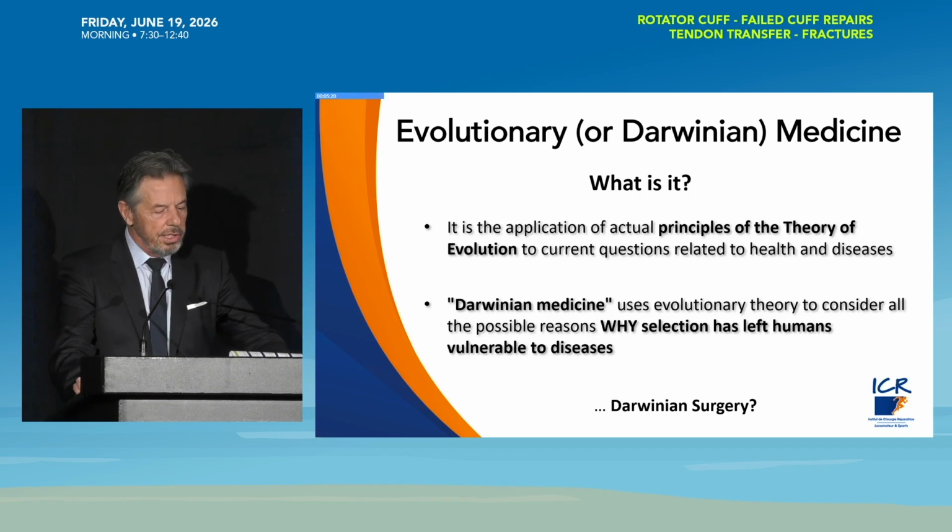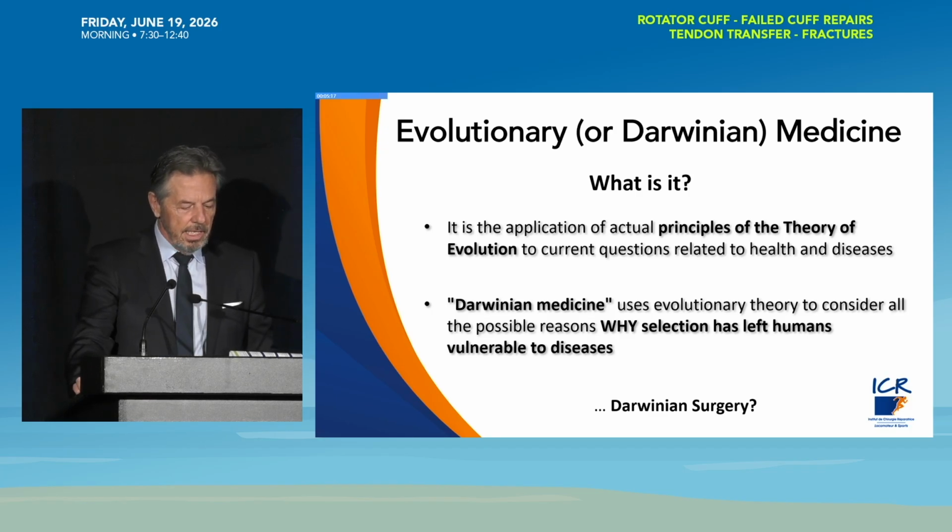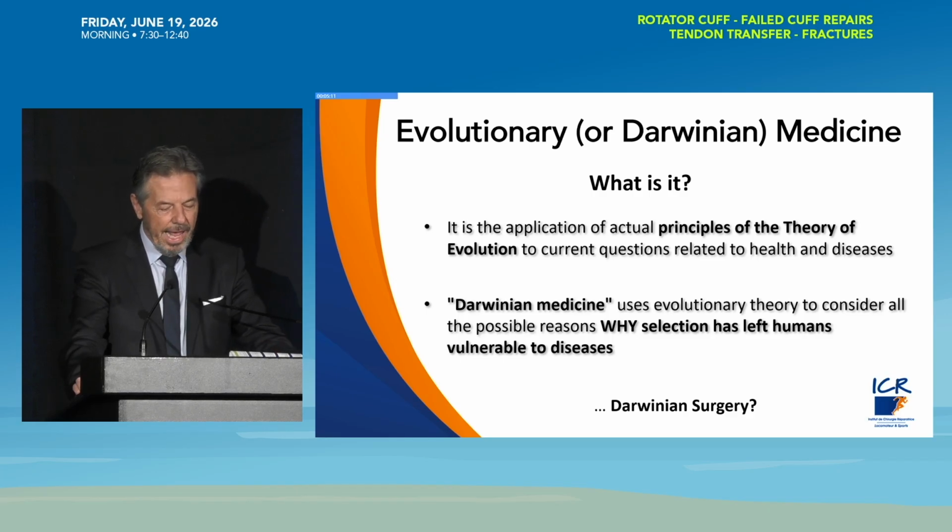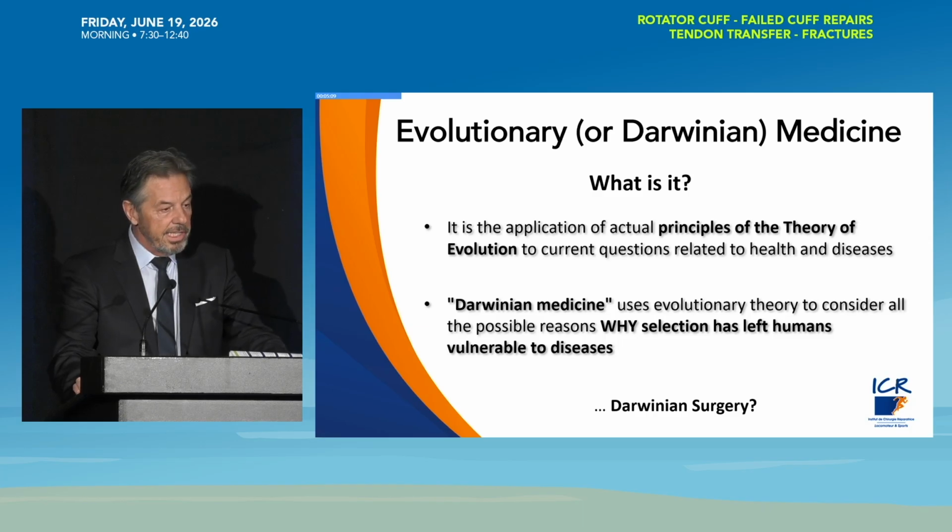What is evolutionary or Darwinian medicine? It is the application of the actual principles of the theory of evolution to the current questions related to health and disease. So Darwinian medicine uses the evolutionary theory to consider all the possible reasons why selection has left humans vulnerable to disease. So what about Darwinian surgery then?